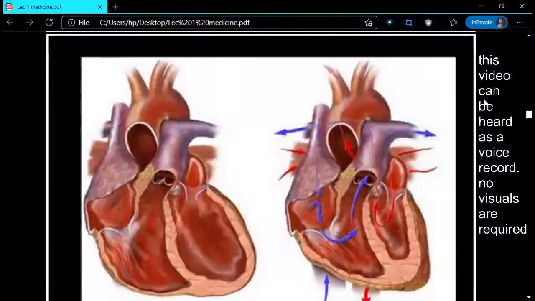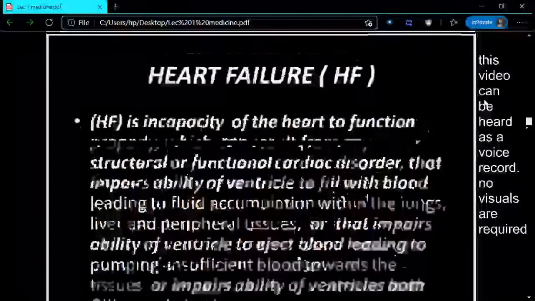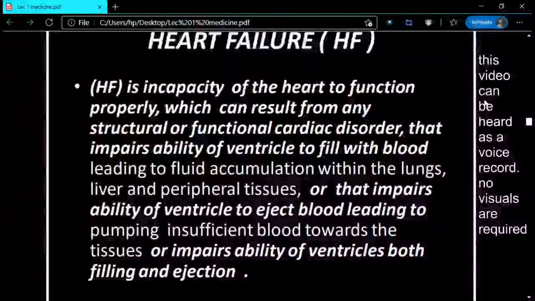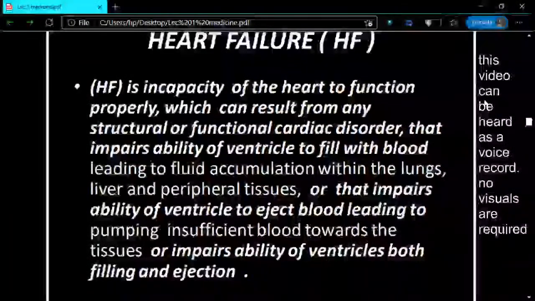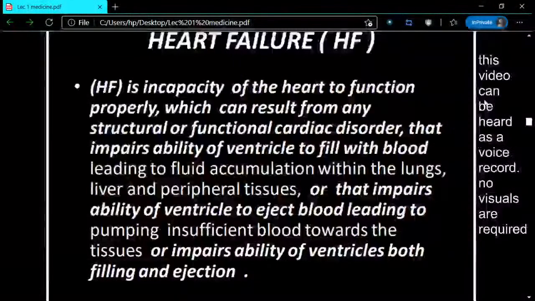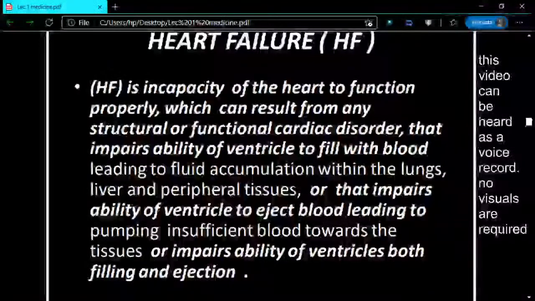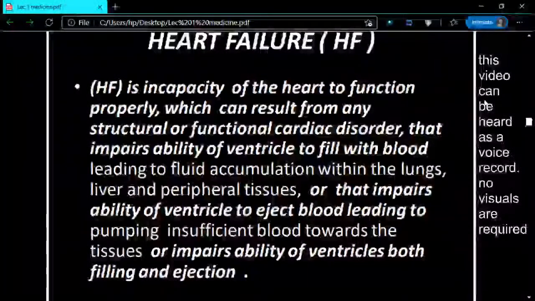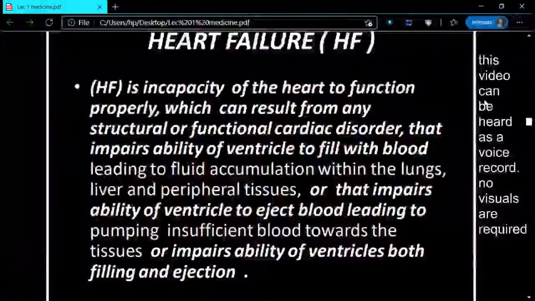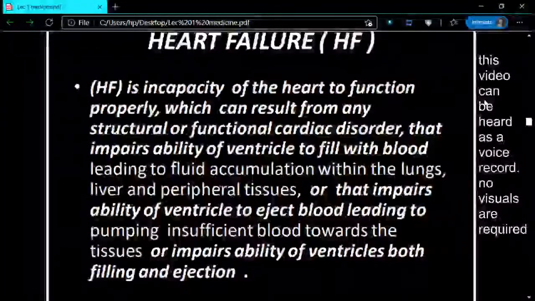Next, in myocardial infarction, there is a problem in the heart. Heart failure is the incapacity of the heart to function properly, resulting from many structural and functional cardiac problems. Ventricles fill with blood, causing congestion in the lungs, liver, and perhaps peripheral tissue. It impairs the ability of ventricles to eject blood, leading to insufficient blood pumped towards the tissue, or impairs both filling and ejection.